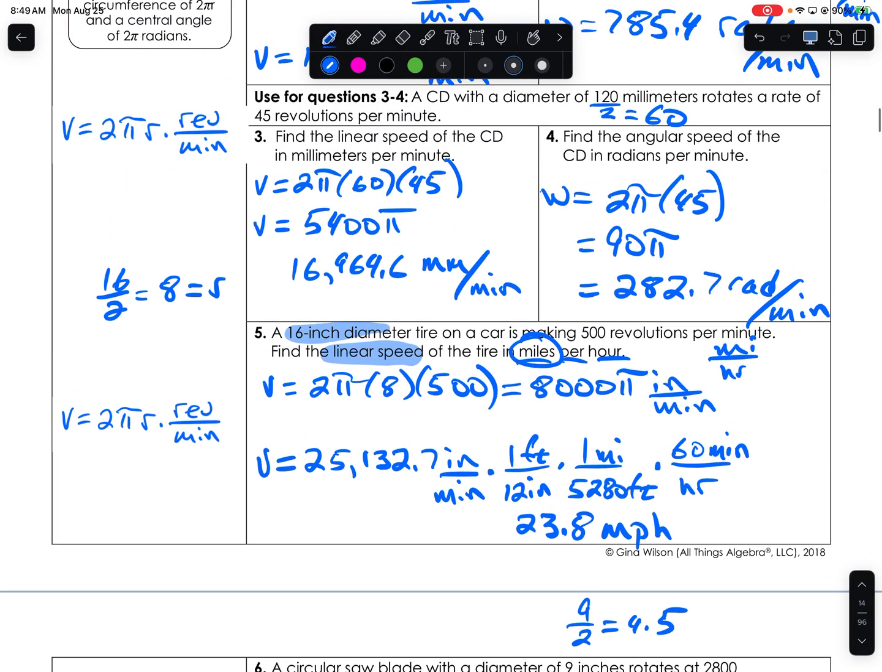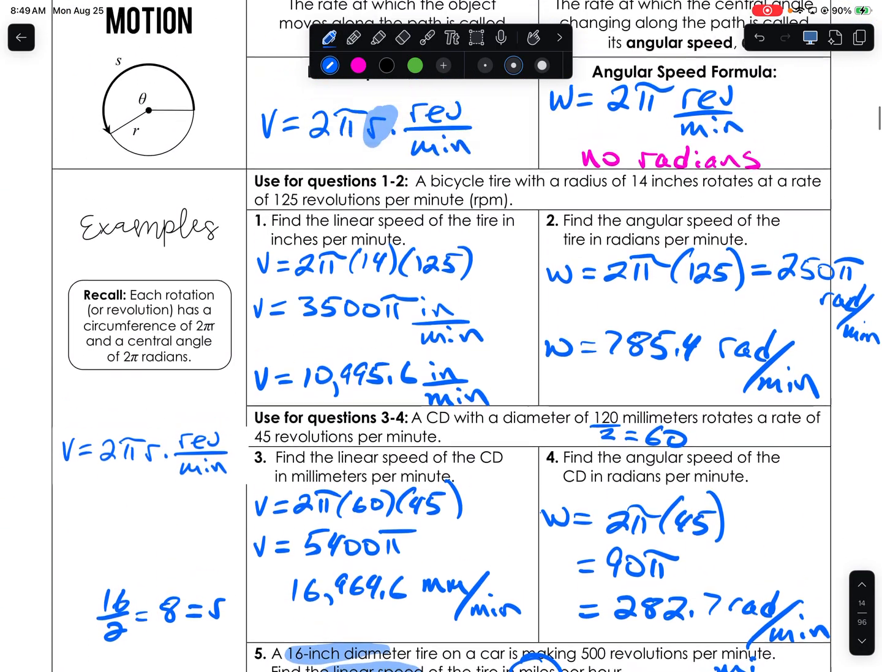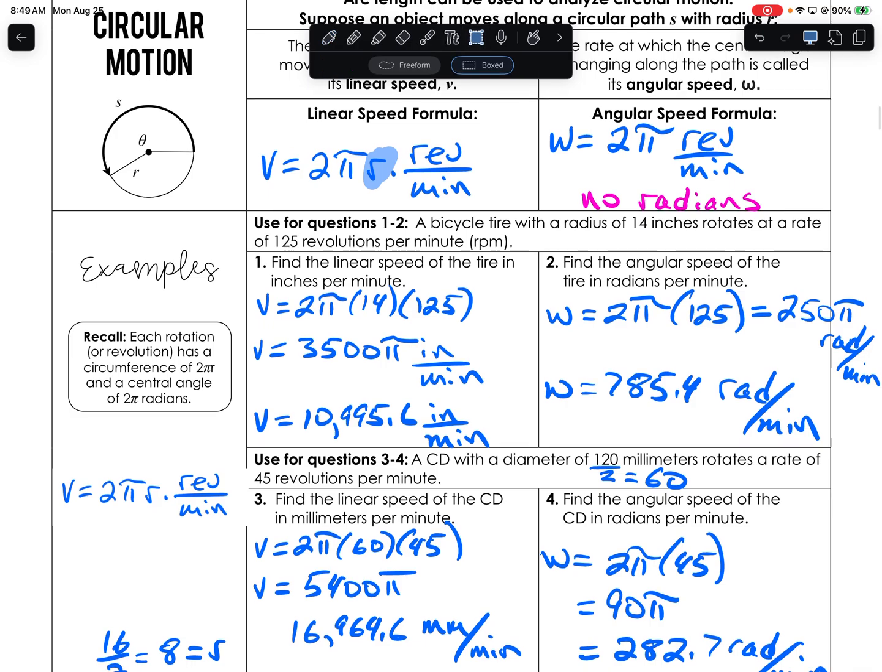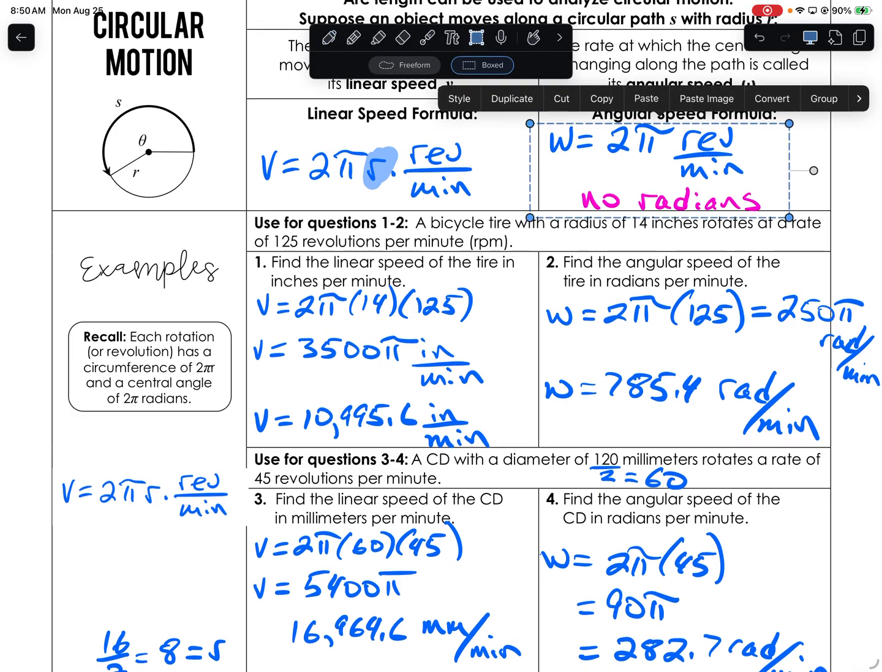So I did, is that angular? Oops. Hold on, I put the wrong formula down there. I think.